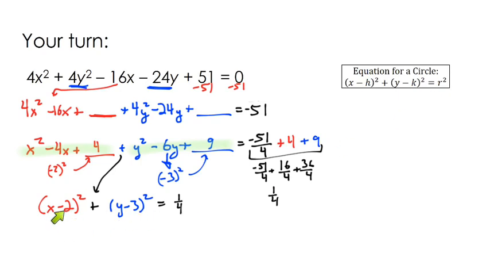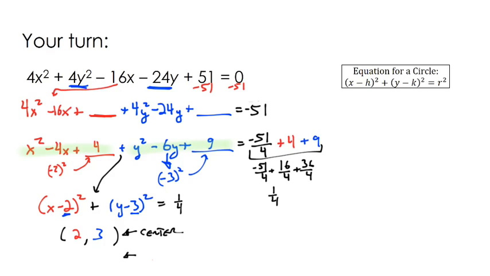And now we've got our circle written in center-radius form. So we're able to identify the center of our circle. Our h, k is going to be 2, 3. That's going to be the center for those values. And I'll go ahead and label that. That's going to be the center of our circle.